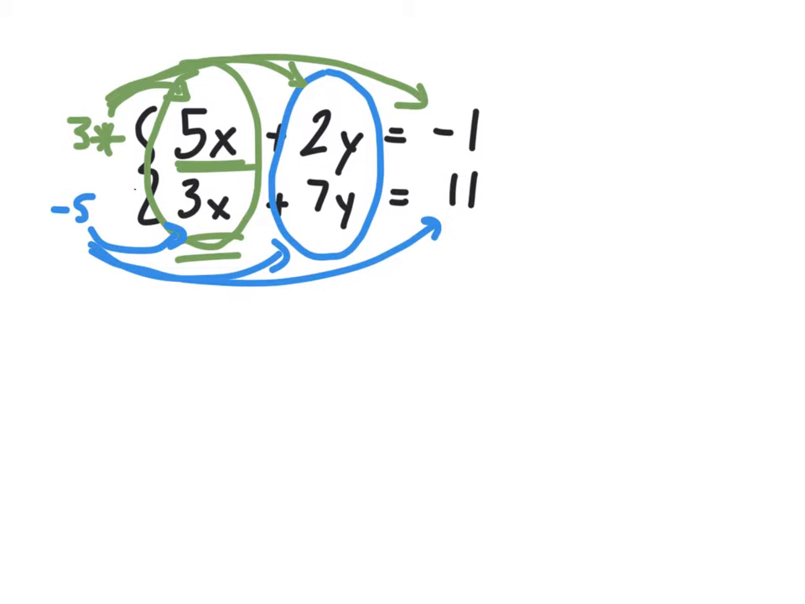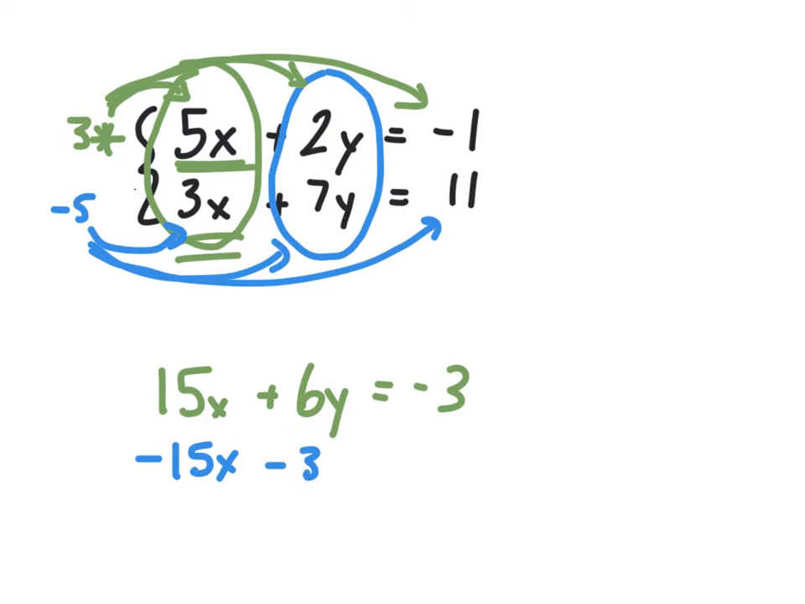So on top, by multiplying by 3, I end up with 15x plus 6y equals not negative 1. I almost made a huge mistake there. Please don't put negative 1. You got to multiply by 3. So that's going to be negative 3. For the bottom equation, I'm multiplying everything by negative 5. So I will have negative 15, which is great news, negative 15x, minus 35y equals negative 55.